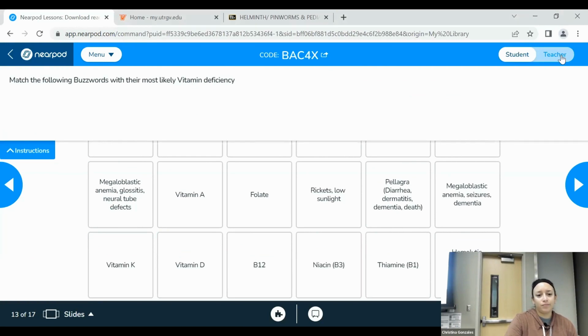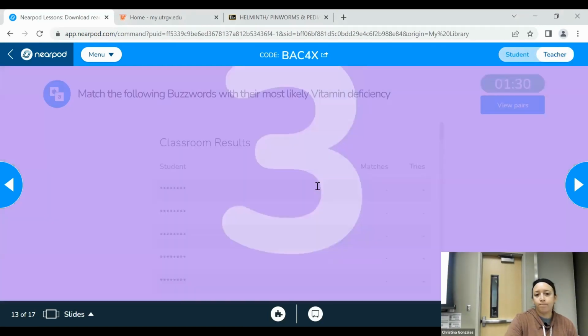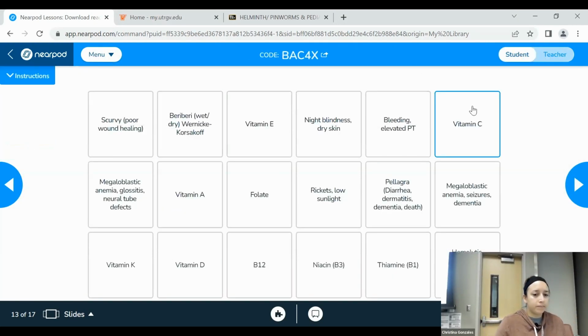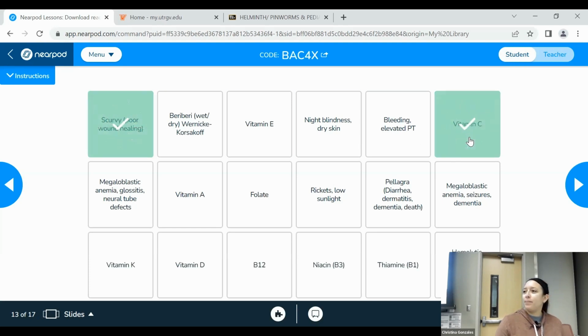Matching. Ready? Go. All right. Time's up. Let's do it together. All right, so scurvy, poor wound healing. What's that one? Wasn't that interesting about pirates and all that kind of stuff?